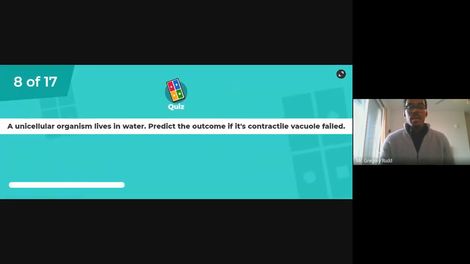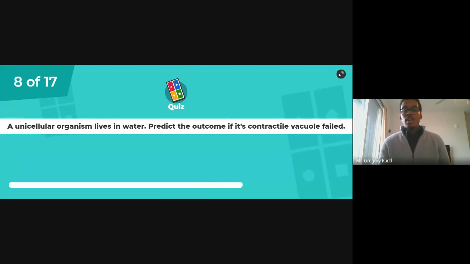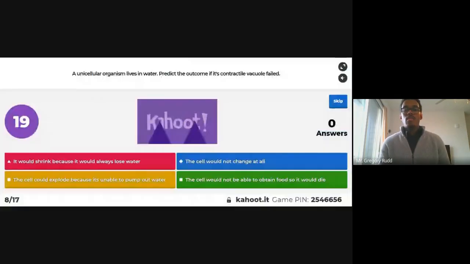A unicellular organism lives in water. Predict the outcome if its contractile vacuole failed.